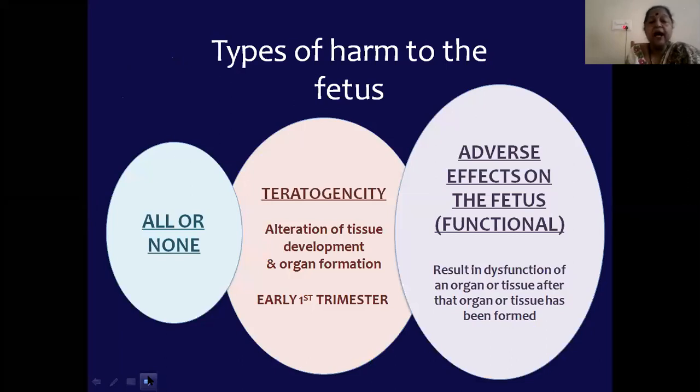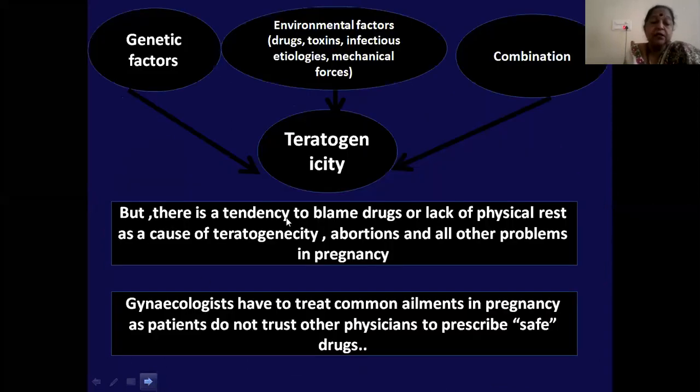So, type of harm to the fetus: there can be all or none. And in teratogenicity, there can be alteration of tissue development or organ formation in the early trimester, or adverse effects on the fetus which can be functional, which results in the dysfunction of an organ or tissue after that organ or tissue has been formed. So we were talking about teratogenicity, and there are various factors like environmental factors, genetic factors, and a combination.